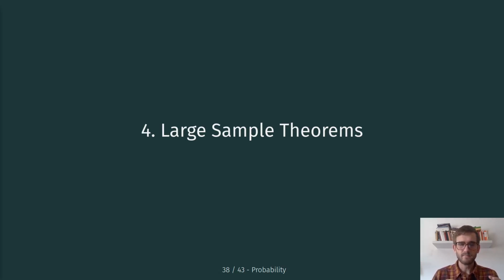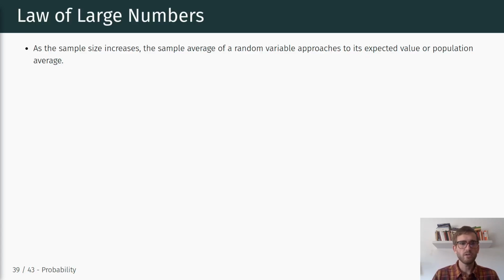And this is what this is all about. In this last video, we will discuss two major large sample, or asymptotic, theorems. First, the law of large numbers, and then the central limit theorem. Okay. So the law of large numbers states that as the sample size increases, the sample average of a random variable approaches its expected value or population average, right?